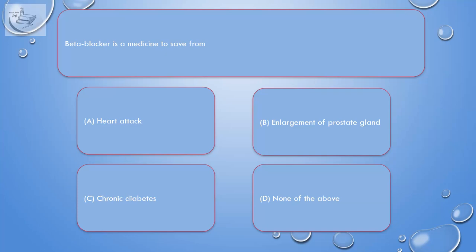Question: Beta blocker is a medicine to save from A. Heart attack. B. Enlargement of prostate gland. C. Chronic diabetes. D. None of the above. Correct answer is A. Heart attack.